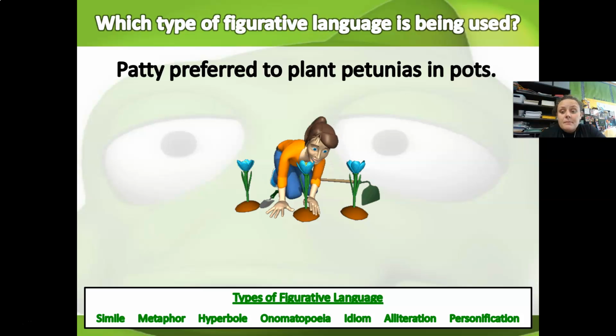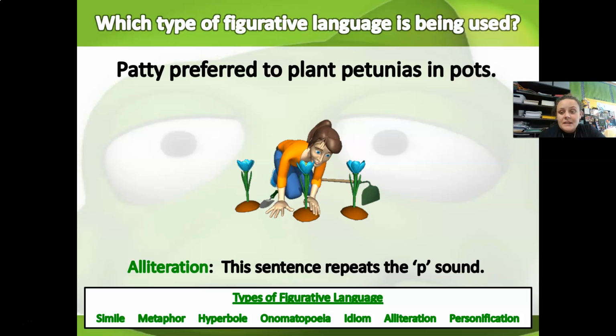Patty preferred to plant petunias in pots. Do you hear that p sound at the beginning? That's alliteration. Repeats the p sound.